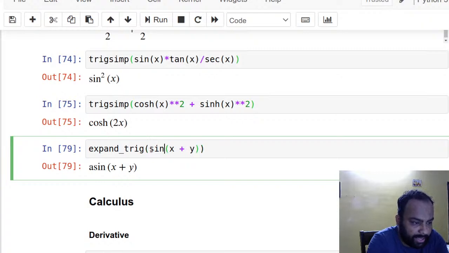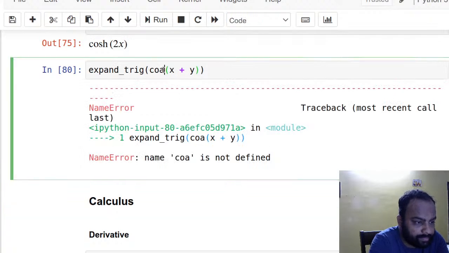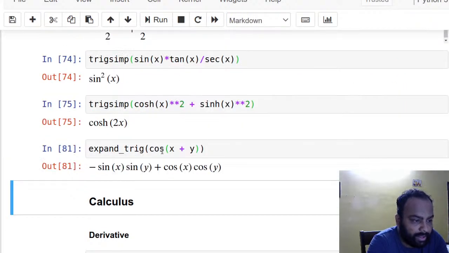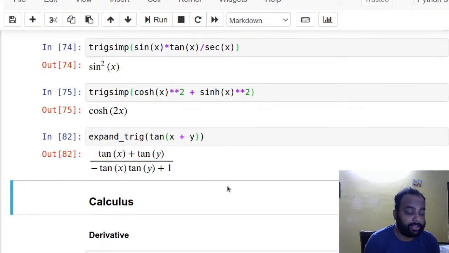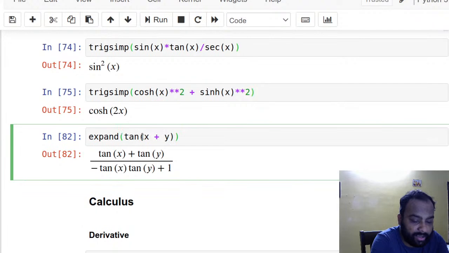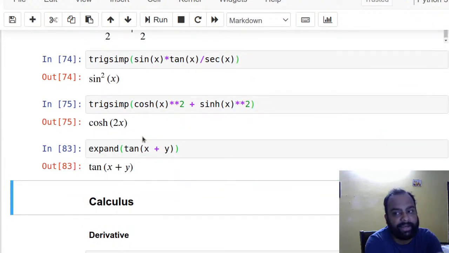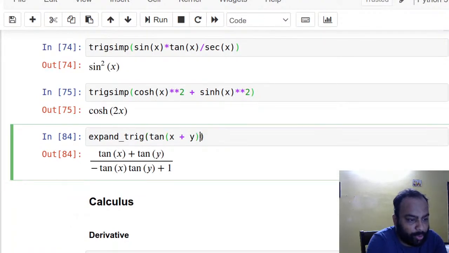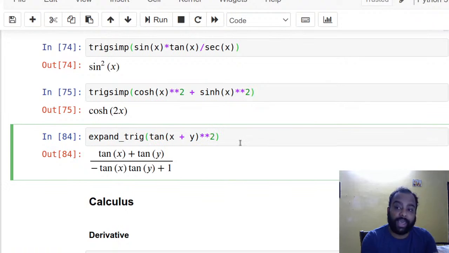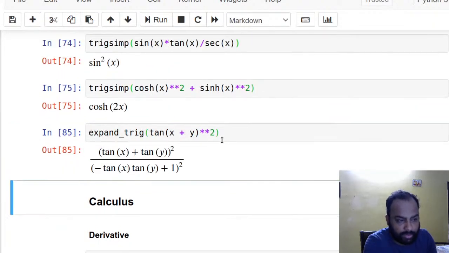Say, for example, if I say cos, or if I say tan, look very carefully. If I say expand trig, now it knows what to do with this. If I just say expand, it would be confused and leave it as it is. And if I put a whole square on this, it will first do the trigonometric expansion, then it will do an algebraic expansion on it.